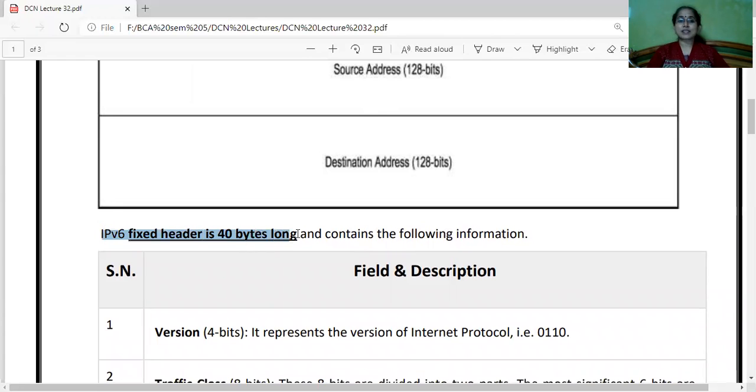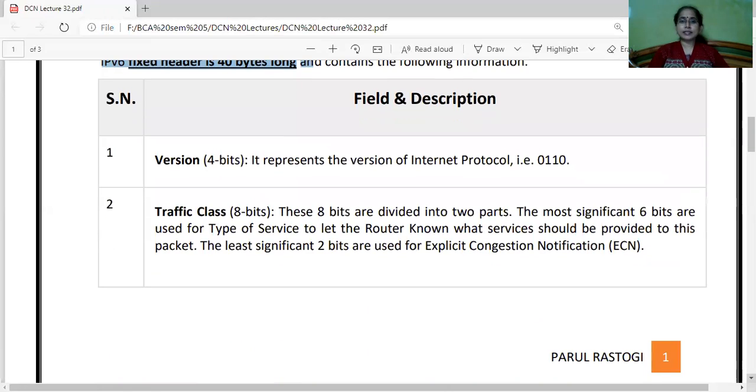IPv6 हेडर जो फिक्स्ड हेडर है उसका साइज कितना होता है? 40 बाइट्स. First two layers of 8 bytes, 4 and 4 each, and next two layers of 16 and 16 each. Okay, for source and destination IP addresses of IPv6 format. In the table given here, I have tried to explain you the significance of each.